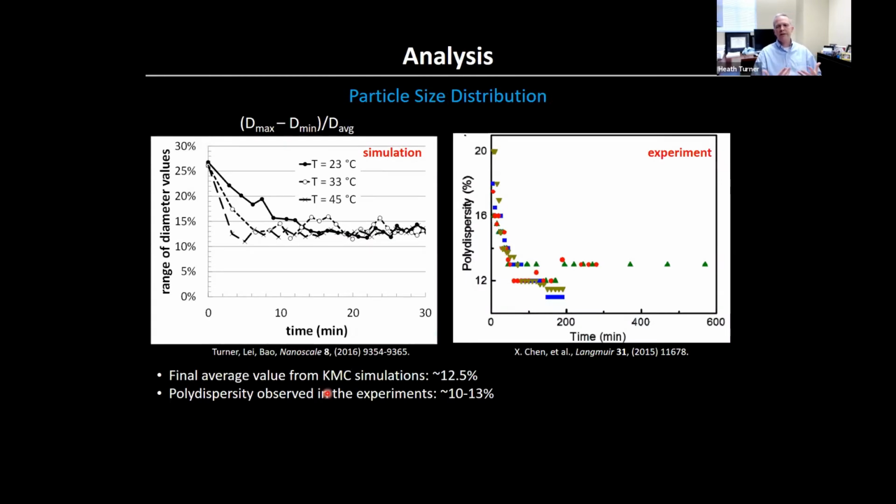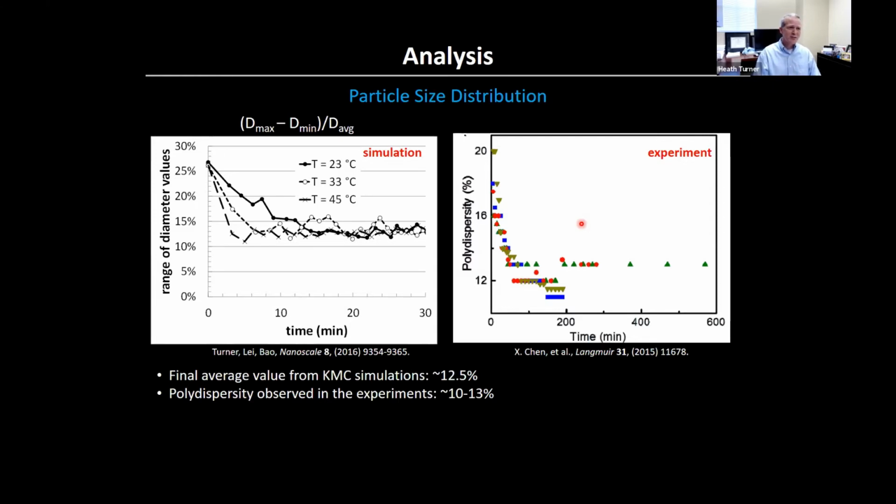This is another type of analysis that we can do. So we can look at particle size distribution. This is very important if you're trying to make some of these nanoparticles in the lab. Getting a very tight particle size distribution can be very important. So if we compare our simulations here on the left, we're looking at our simulated particle sizes as a function of time. And we can make a direct comparison against the experimental values. And again, we get very, very similar comparisons against the polydispersity as well.